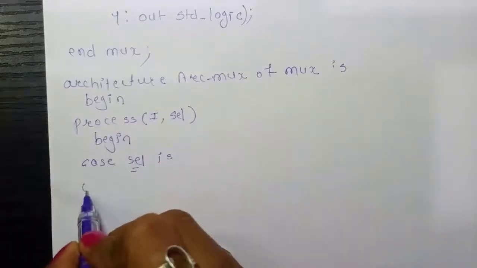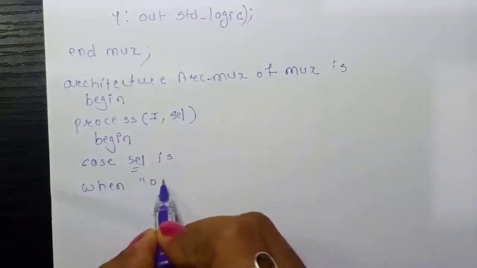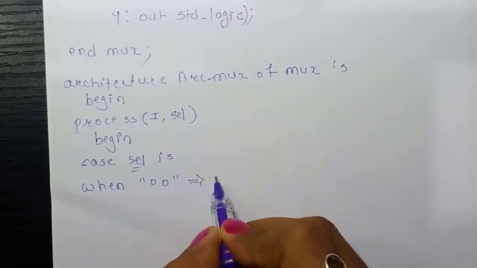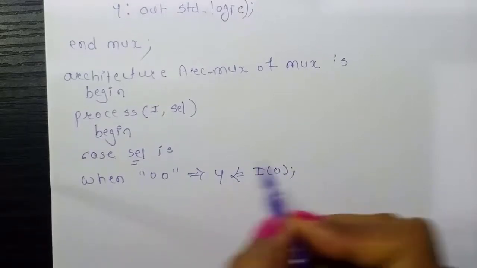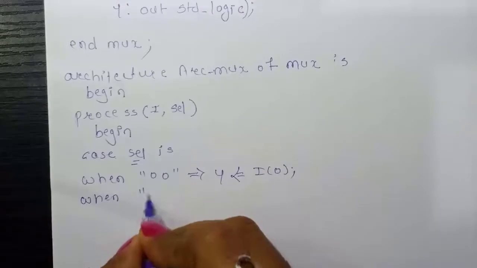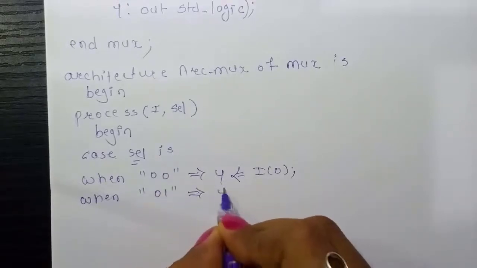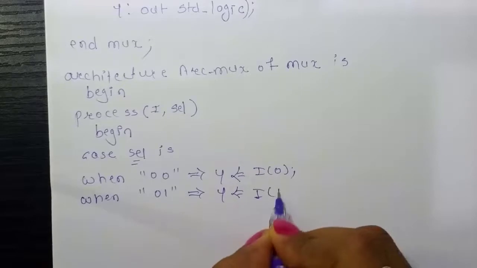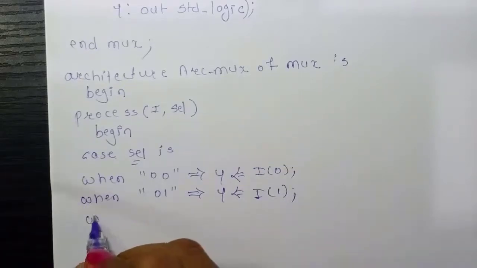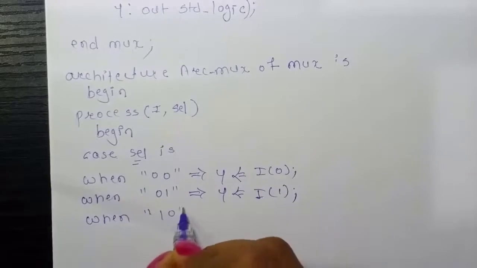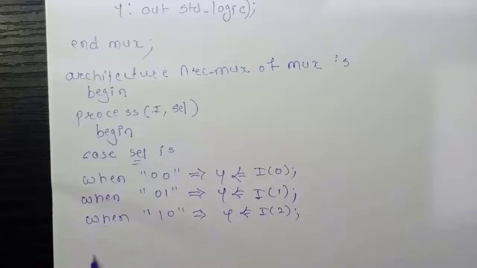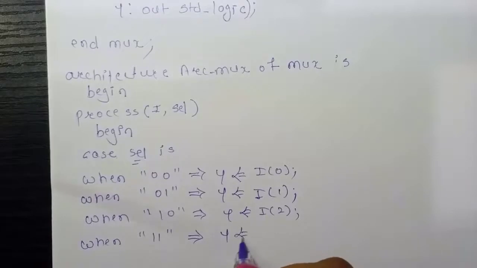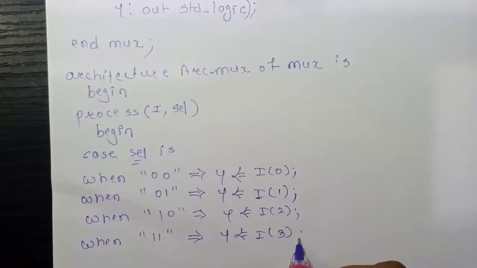Okay, so when selection line is 0 0, then your output will be assigned to I0. When selection line is 0 1, your output will be assigned to I1. When selection line is 1 0, output will be assigned to I2. And when selection line is 1 1, that time output will be assigned to I3.